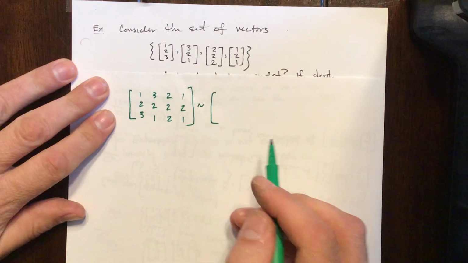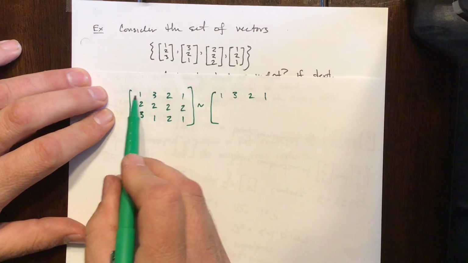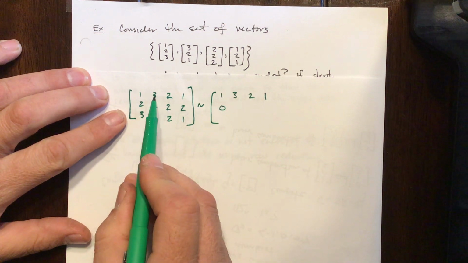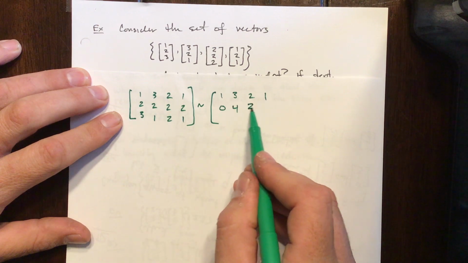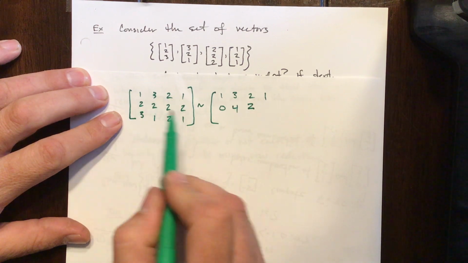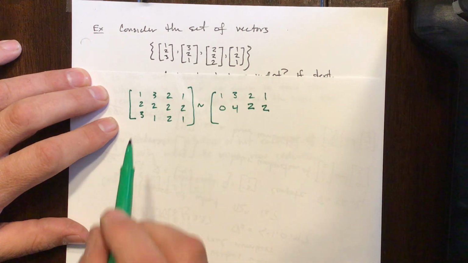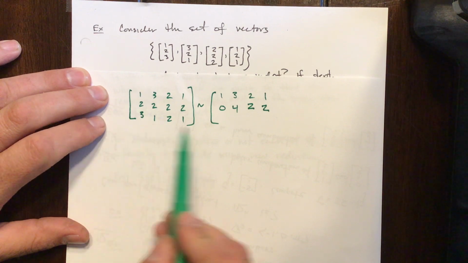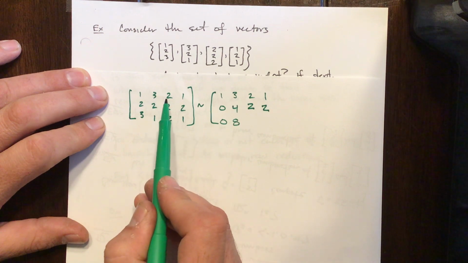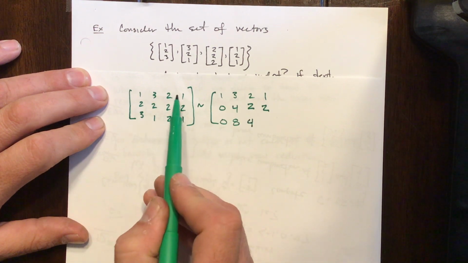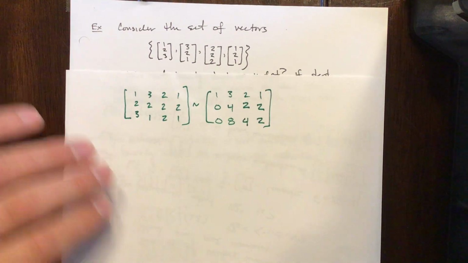So let's see if we can do this rather quickly. Let's leave this 1, 3, 2, 1 there. 2 minus 2 is 0. 6 minus 2 is 4. 4 minus 2 is 2. 2 minus 2 is 0. Okay, so we have that. Multiply the first row by 3. 3 minus 3 is 0. 9 minus 1 is 8. 6 minus 2 is 4. And 3 minus 1 is 2. Okay, so that's row reduced.